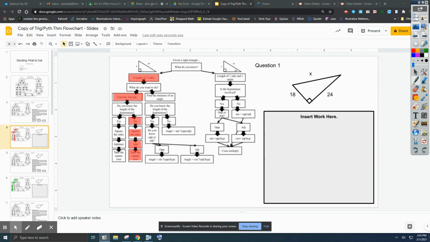All right, so on question number one, where we actually want to do the work, we are going to square the sides, so 18 squared, 24 squared, and add that together. Go to my calculator, 18 squared plus 24 squared, I get 900. All right, then it says we added them, now we take the square root of that, so square root of 900 is 30. So this missing hypotenuse is 30.